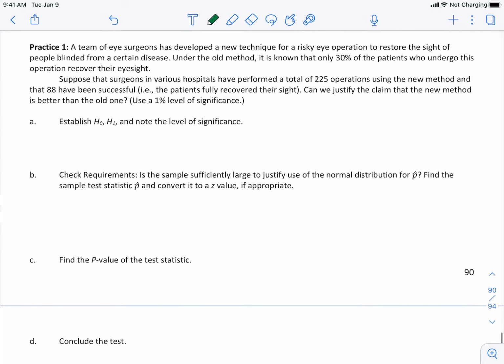So let's label what we have here. We have that it is known that only 30% of the patients who undergo this operation recover their eyesight. That's important. We have these two values. We have a total of 225 and that 88 have been successful. So 88 is going to be our R and 225 is going to be our N. Okay? We want to check, can we justify the claim that the new method is better than the old one? And we have a 1% level of significance. So for A, it says establish our null hypothesis, alternate hypothesis, and note the level of significance. I would like you to do this, please.